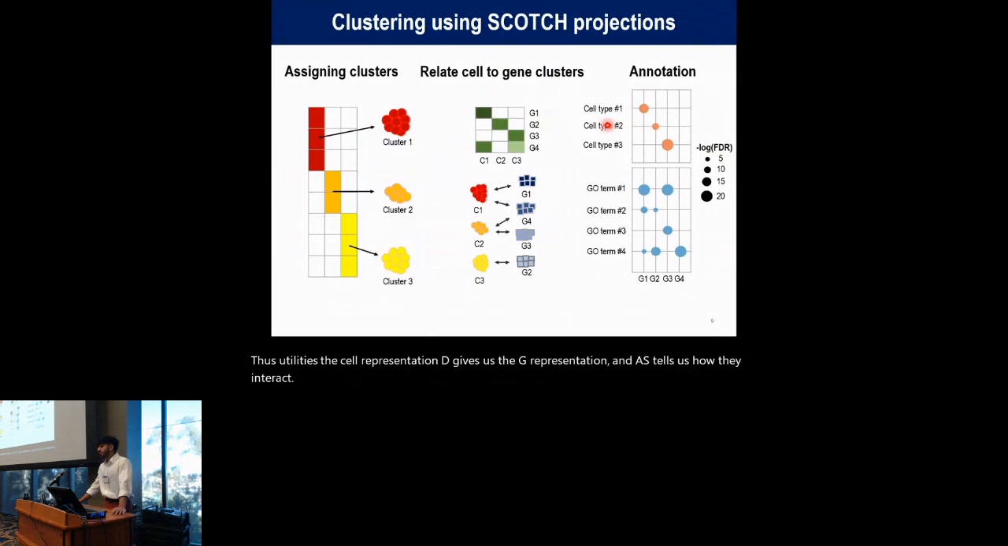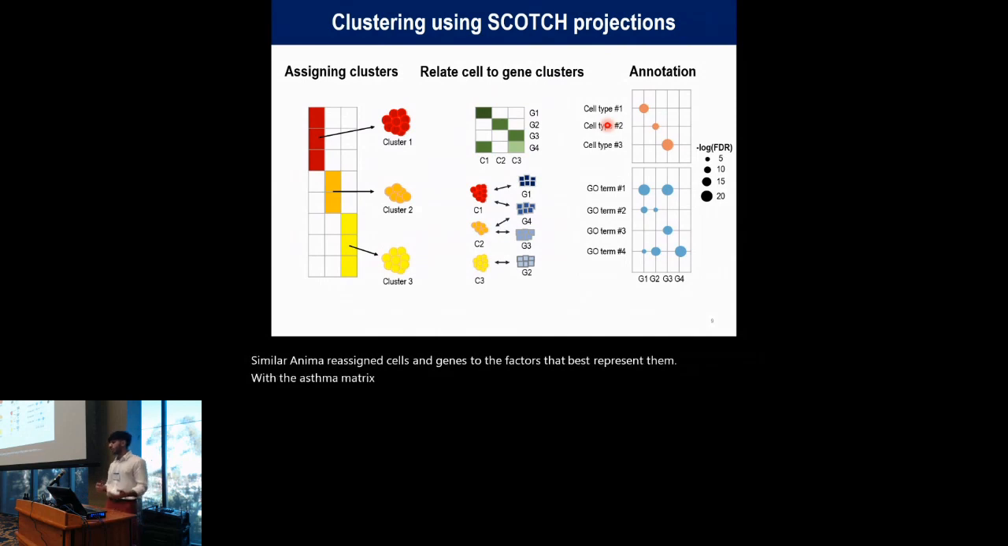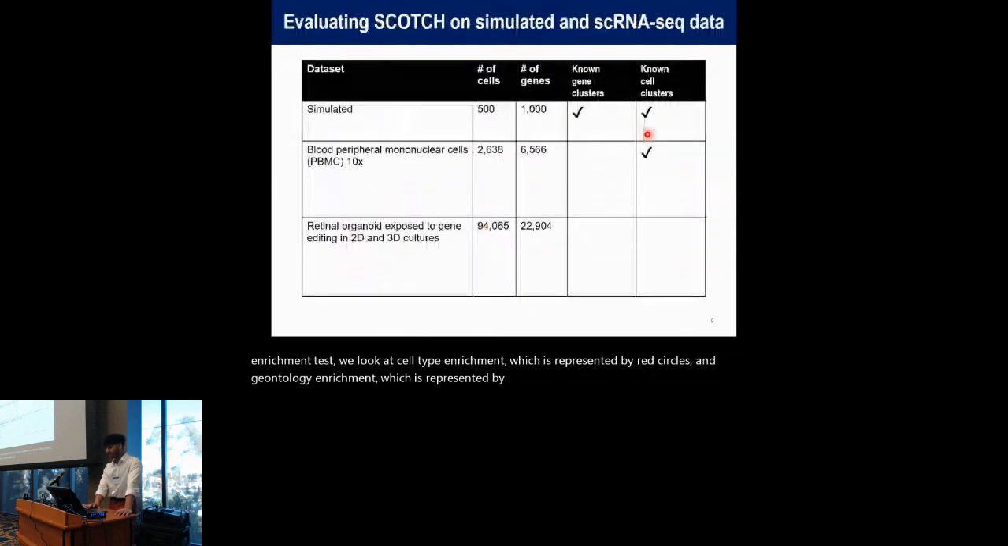Similar to NMF, we assign cells and genes to the factors that best represent them. We use the S matrix to understand how cell clusters map to gene clusters. We then annotate gene clusters with terms from curated marker gene databases after running an enrichment test. We look at cell type enrichment, which is represented by the red circles, and gene ontology enrichment, which is represented by the blue circles. We assess Scotch's performance by evaluating it on three data sets.